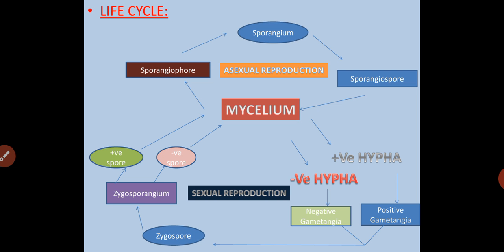This zygospore produces a promycelium which swells and forms a sac-like structure called the zygosporangium. This zygosporangium is diploid, and undergoes continuous meiotic and mitotic division, resulting in the formation of 50% positive spores and 50% negative spores. Positive spores produce positive hyphae and negative spores produce negative hyphae. This is about the life cycle taking place in Rhizopus. Thank you.